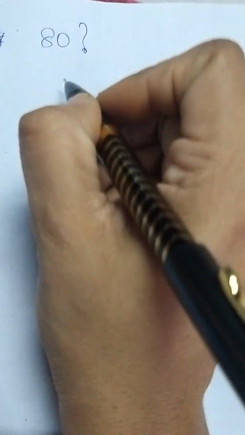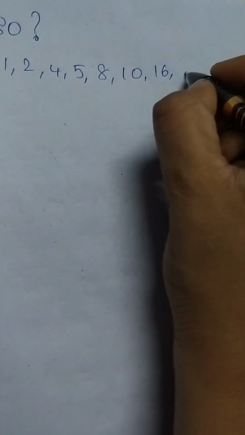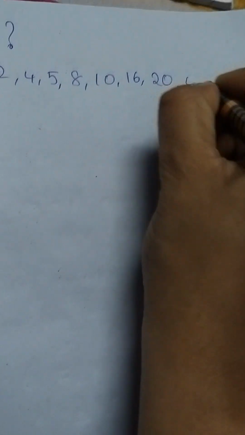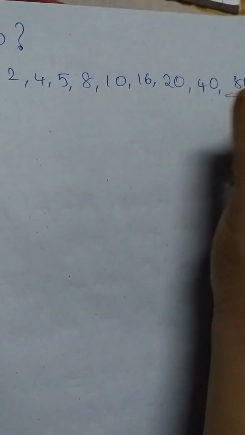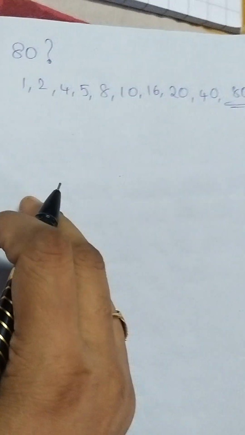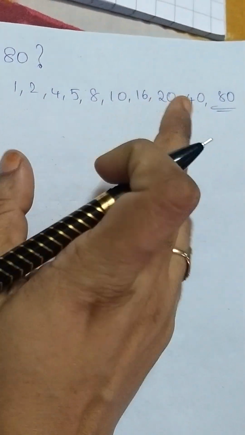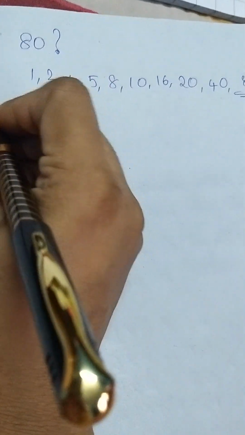Next, find the factors of 80, children. This is also homework for you. The answer is 1, 2, 4, 5, 8, 10, 16, 20 and so on. Check whether it is right or not, children. Check whether you are getting the same answer or not.